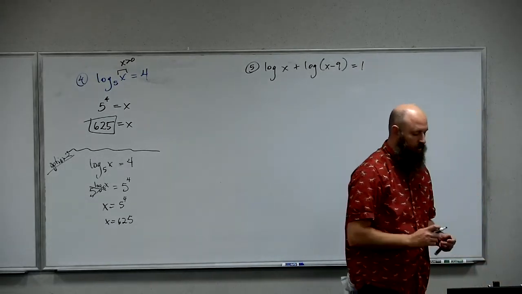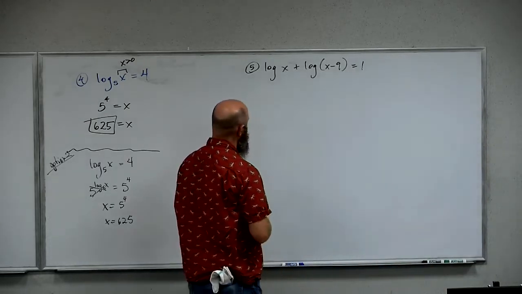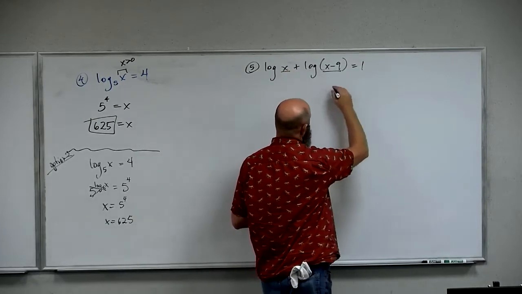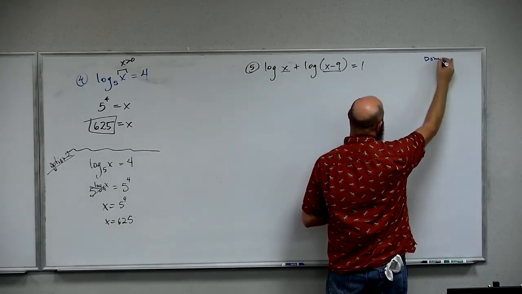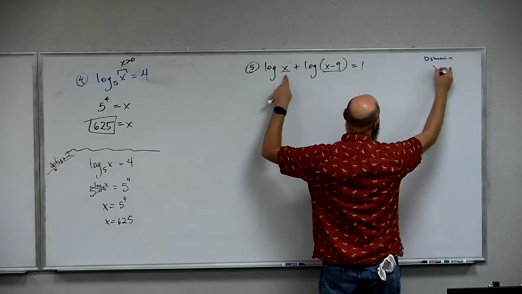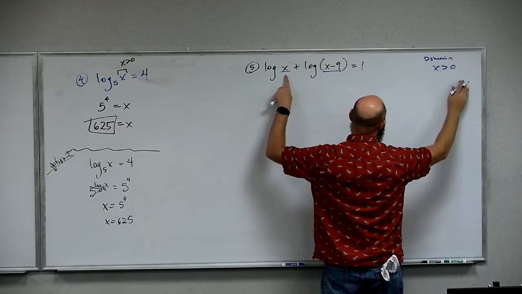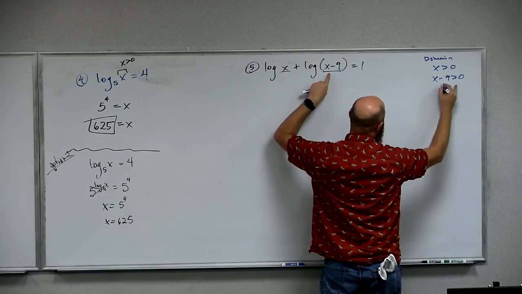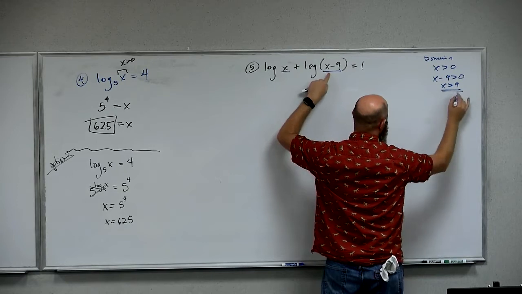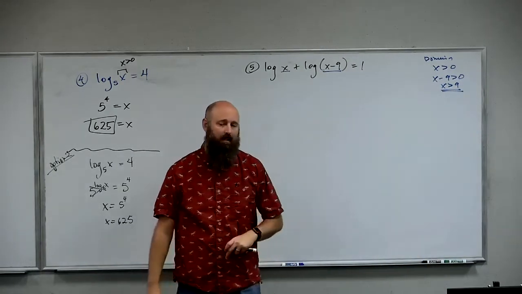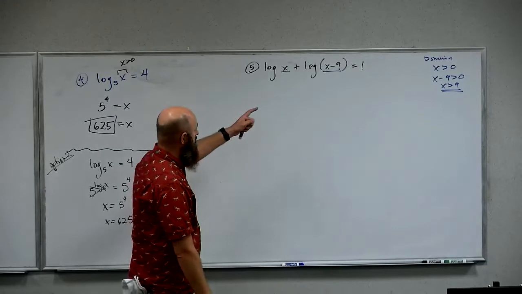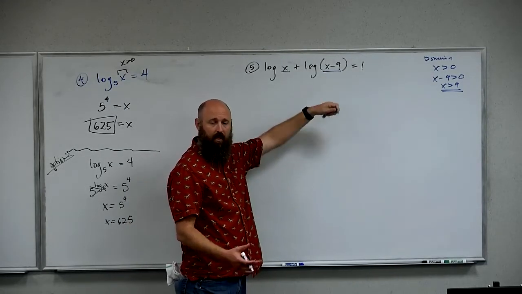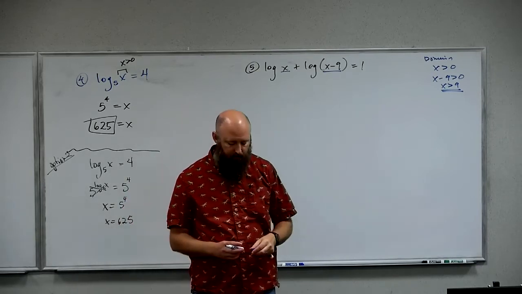Now here we have to watch for a couple of domain issues on this one. We've got this first one, we need to look at our domain. We also have this one. So I'm going to go to the side here, domain. For our first one, it says x is greater than 0. But here this says x minus 9 is greater than 0, which means x is greater than 9. So really anything less than 9 is not going to work. If we do 8, that's going to give me a negative here, and I can't take the log of a negative. Okay, so that's what it's telling me.